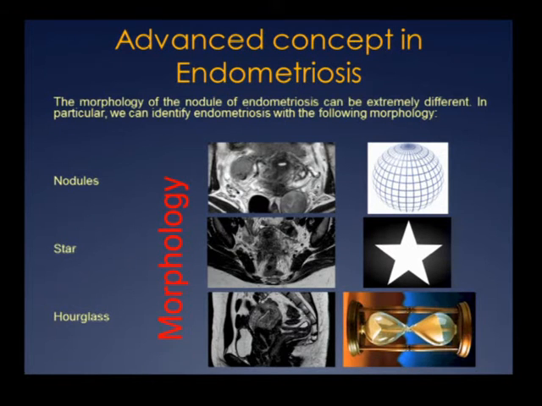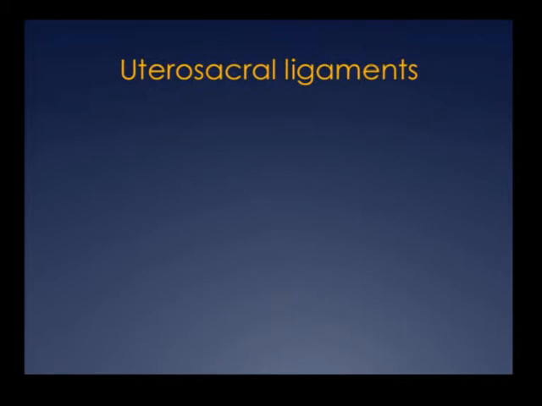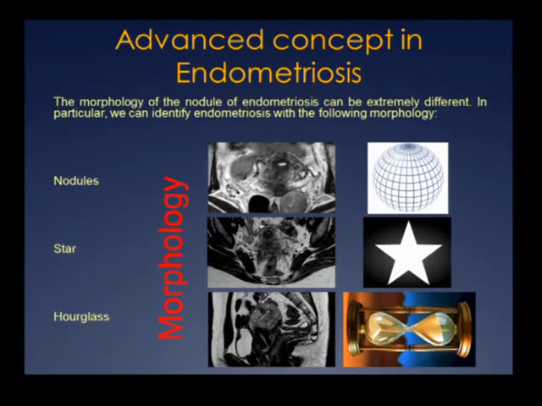As for ultrasound, transvaginal ultrasound, the nodules have different aspects. For example, there are similar nodules, true nodules, or star for the presence of adhesion, also a typical hourglass sign with 2 nodules near.